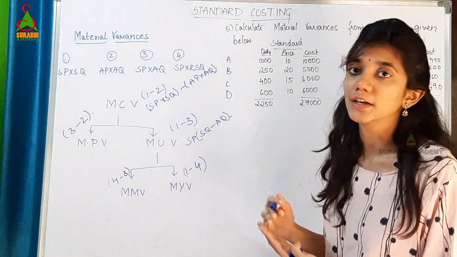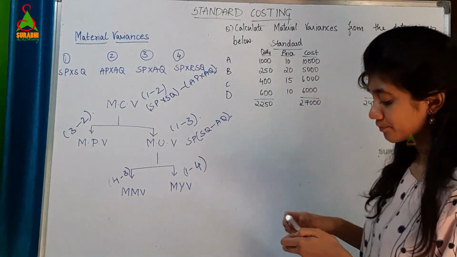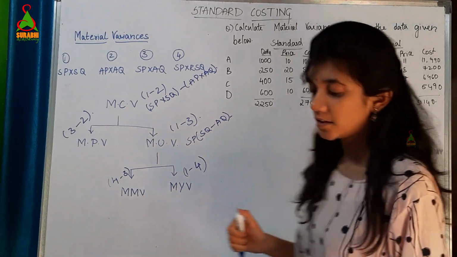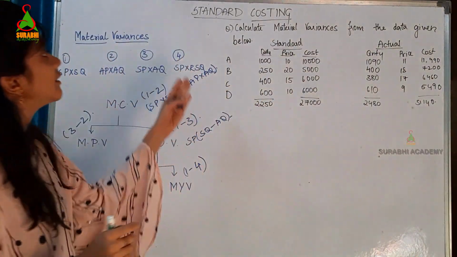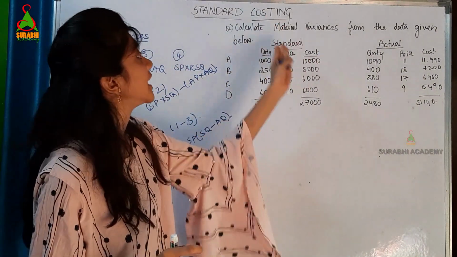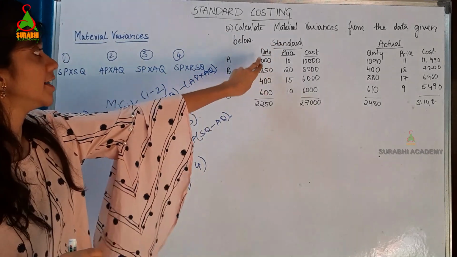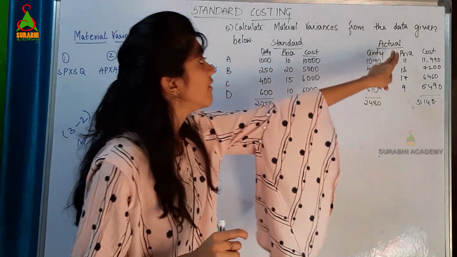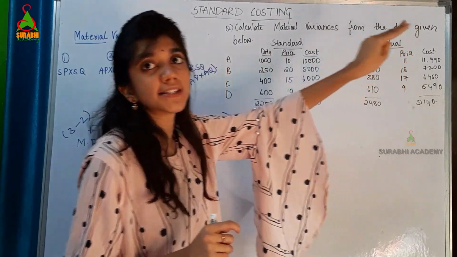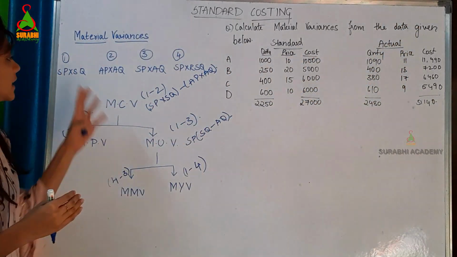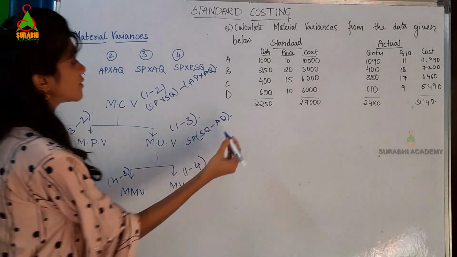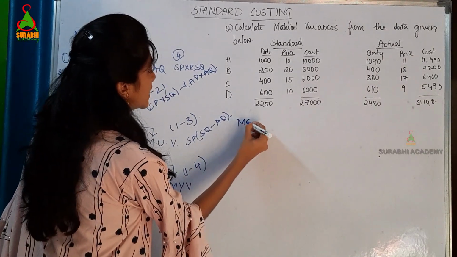Now we'll calculate material variances. So this type of question will be seen in the exam. Calculate material variances from the data given below. Standard quantity, standard price and standard cost is given. In the same way, actual quantity and actual prices are given. We have to calculate these various variances now. Okay. First one, material cost variance.